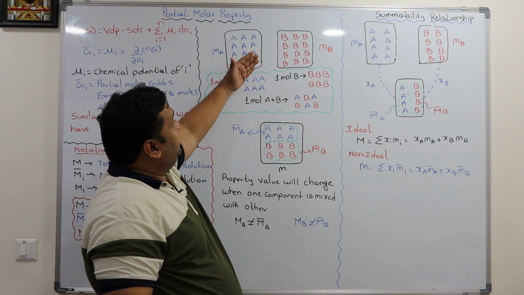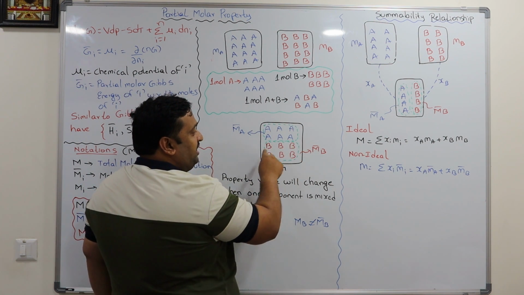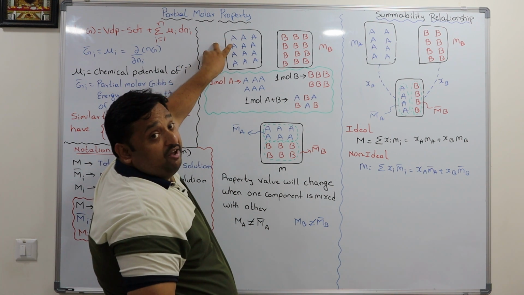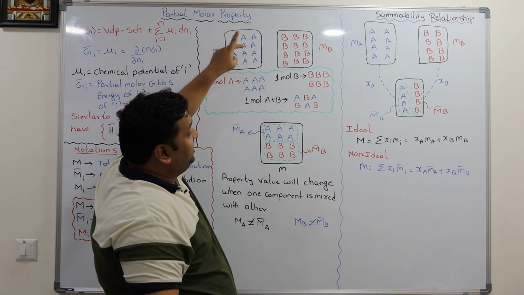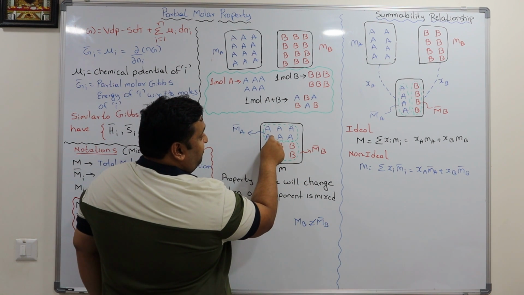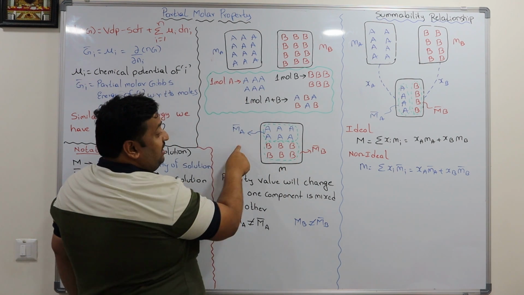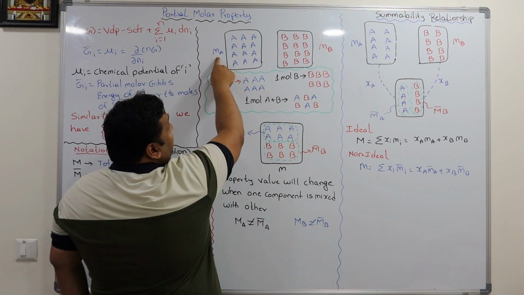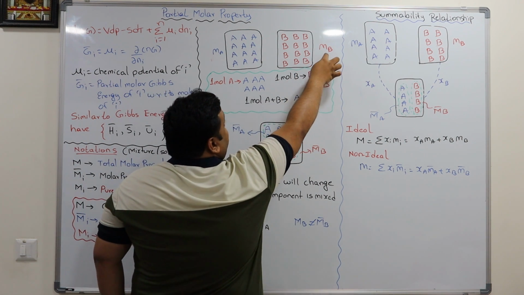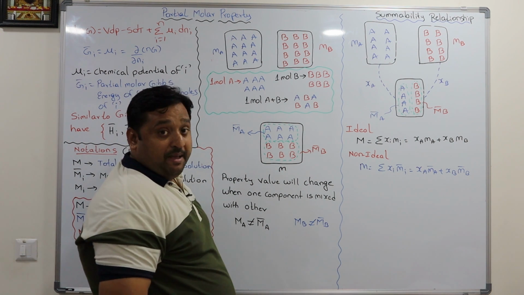Let us mix these two solutions in a container. Here again 6 molecules of A are there, 6 molecules of B are there. The pure property of A is Ma. The same property will change once it comes in the solution and become M bar A. Why? The property of A will be affected by B, the property of B will be affected by A. So the pure property will not remain the same. In pure state, it is Ma; in a mixed state, it is M bar A. In pure state, it is Mb; in a mixed state, it is M bar B. Ma is not equal to M bar A.